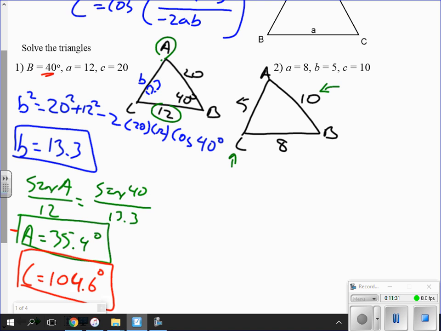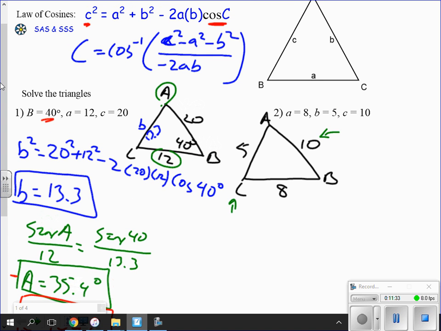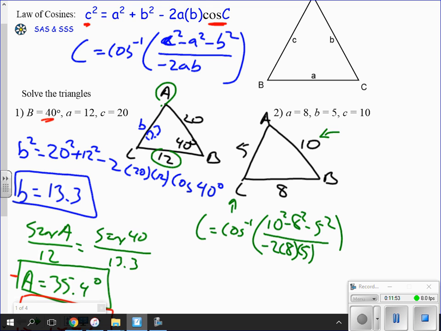And this is where I use this formula that I solved for angle C. C is equal to the inverse cosine of 10 squared minus 8 squared minus 5 squared, all over -2 times 8 times 5.